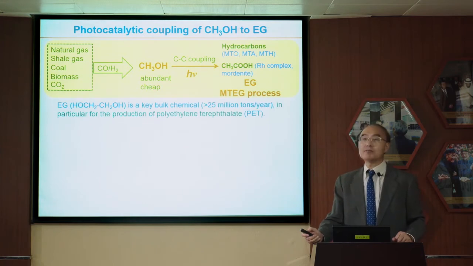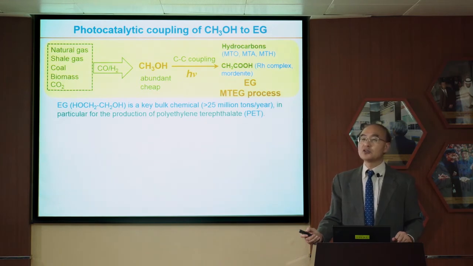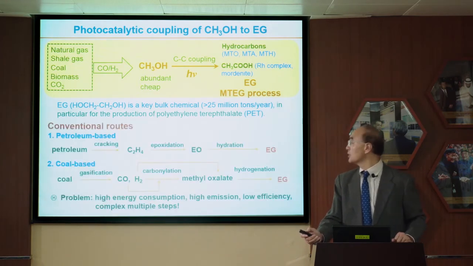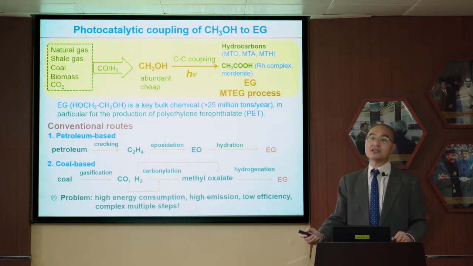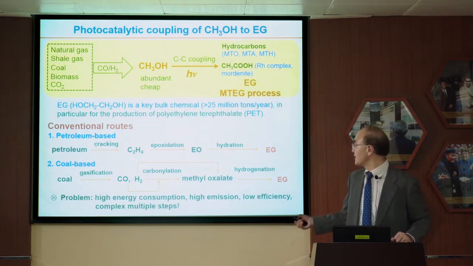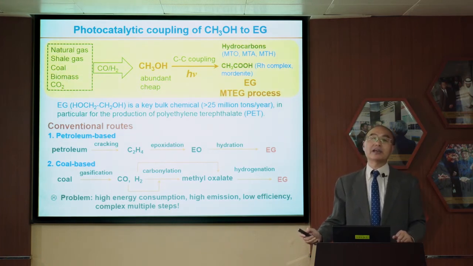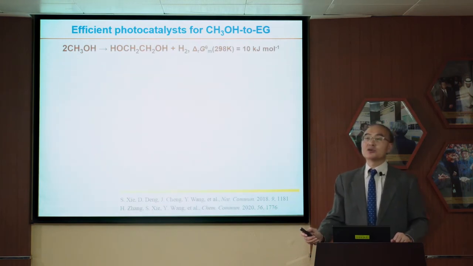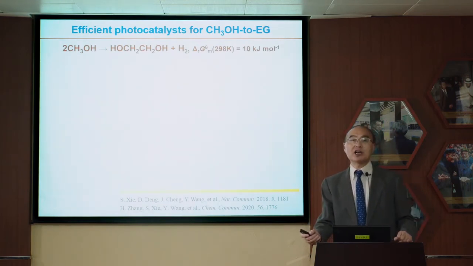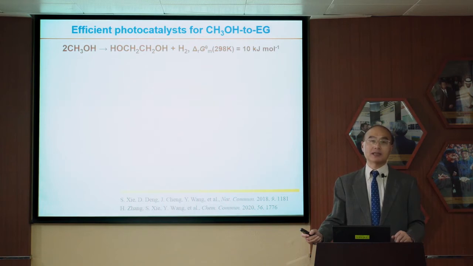Ethylene glycol is a key bulk chemical, in particular for the production of polyethylene terephthalate, the so-called PET plastic. The conventional routes for EG synthesis include the petroleum-based route via ethylene and ethylene oxide, and the coal-based route via syngas and methyl oxalate. Both processes have problems of high energy consumption, high emission, lower efficiency, complex multiple steps. The dehydrogenative coupling of methanol to EG and hydrogen is a very attractive reaction for EG synthesis. This reaction cannot be performed by thermal catalysis now.